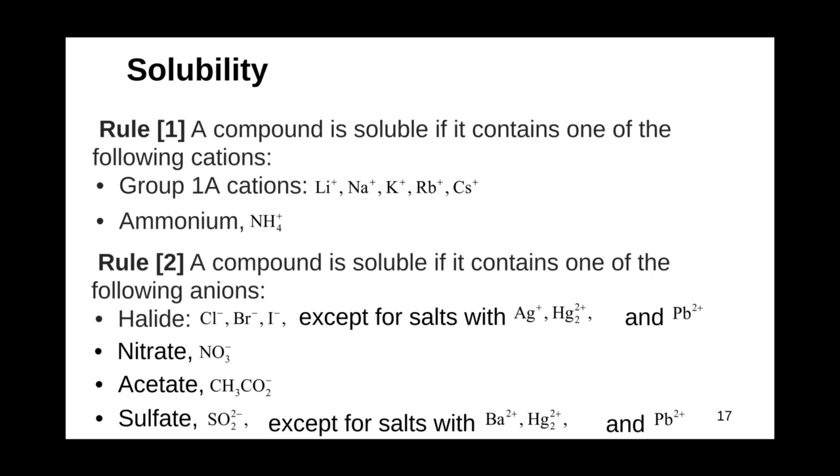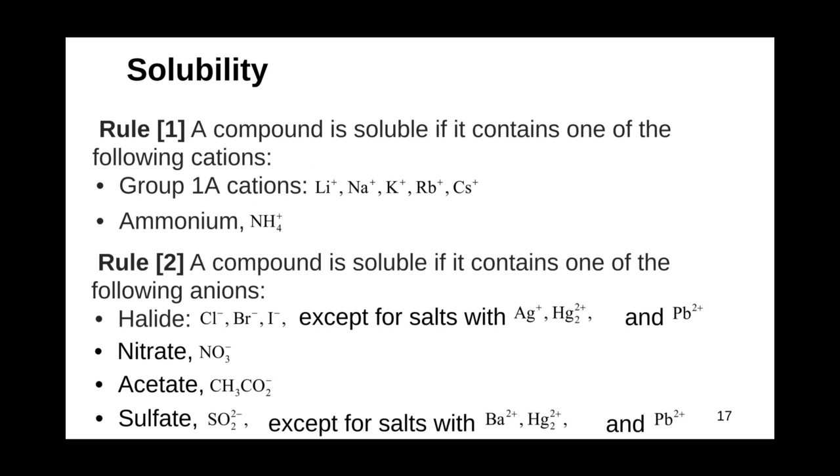So that's where we are, but we have some big rules that we'll discuss about solubility. Now, rule number one, a compound is soluble if it contains one or more of the following cations. Group 1A cations, so that's our very first column in the periodic table: lithium, sodium, potassium, cesium, and I don't remember this guy's name. So if it's got a positively charged ion, it's going to be soluble. Ammonium, also containing a positively charged ion, also soluble.